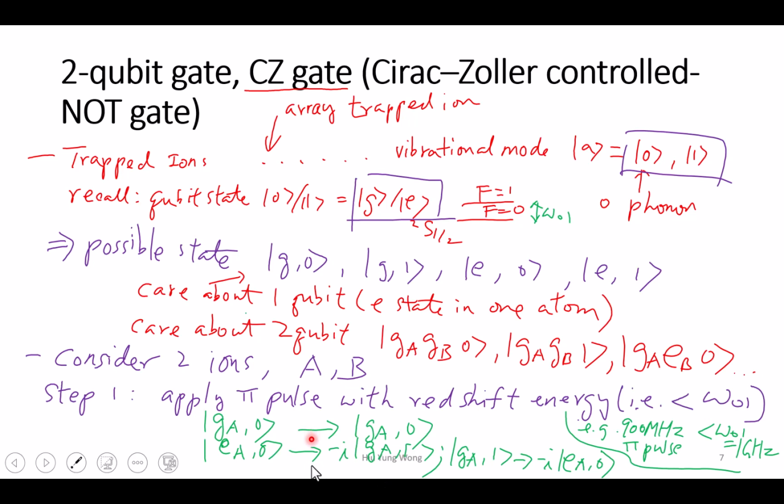For A? No, for the whole train. Phonon is for the whole train. Oh, okay. All qubits. Yeah, the whole system. Make sense?